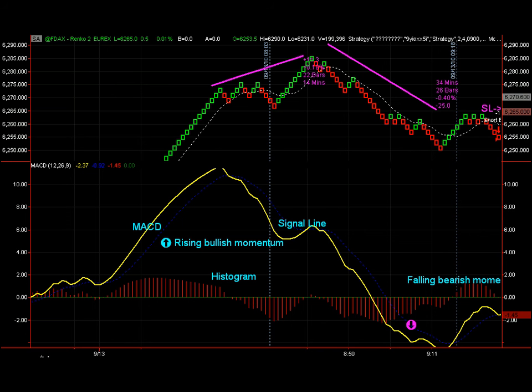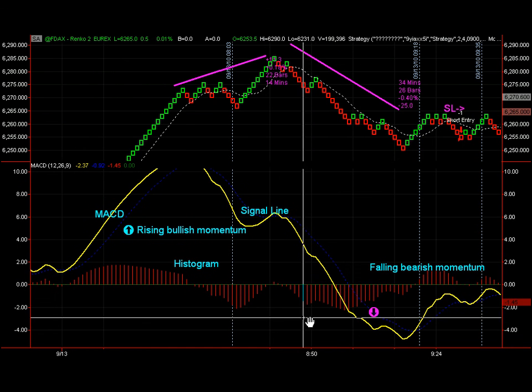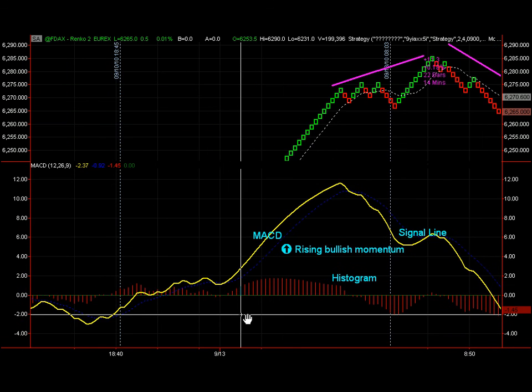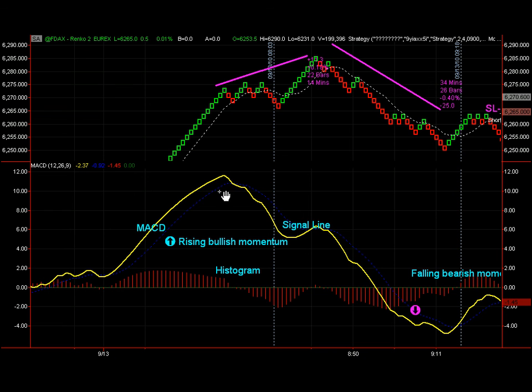When the MACD line is trading above the 0 line, it's telling us that the 12-period exponential moving average is trading above the 26-period exponential moving average. When the MACD line is below the 0 line, it's telling us that the 12-period exponential moving average is below the 26-period exponential moving average. In its simplest form, the MACD is an easier way for us to identify a moving average crossover system, because remember that the MACD is actually derived from two moving averages.